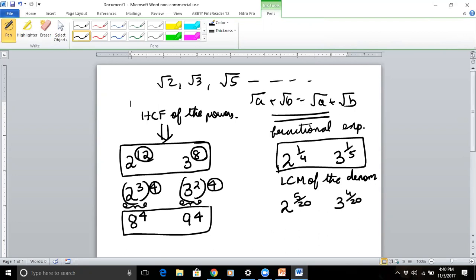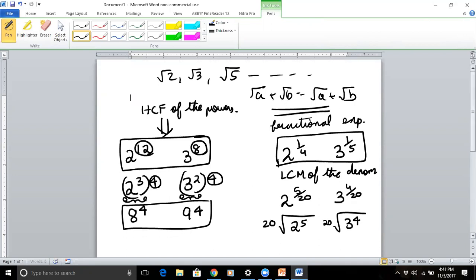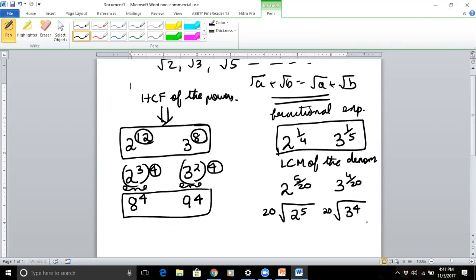Now what I'm basically trying to do here is make the powers the same so that I can make a comparison between the bases. So this can be rewritten as the 20th root of 2 to the power of 5, and this can be written as the 20th root of 3 to the power of 4, right? So the prerequisite here is, you guys know that fractional exponents are roots itself, right?